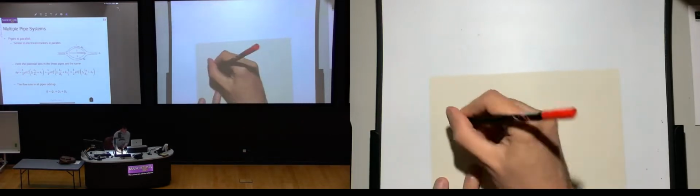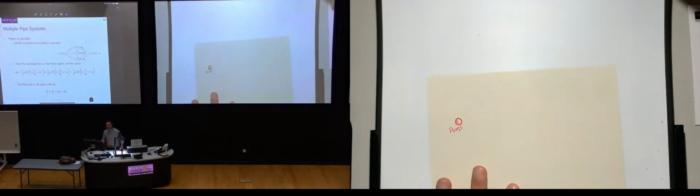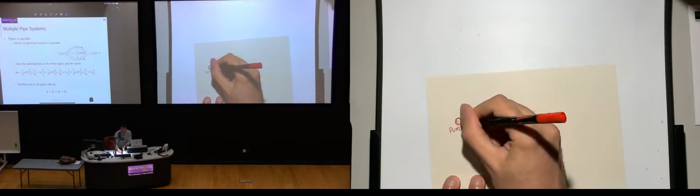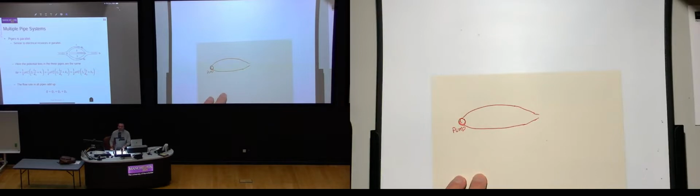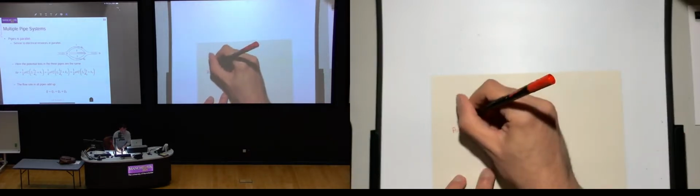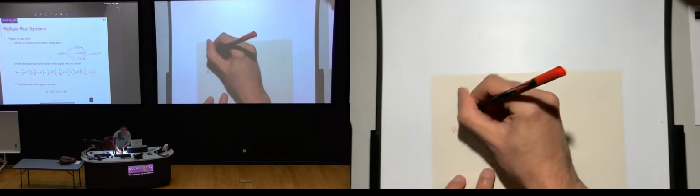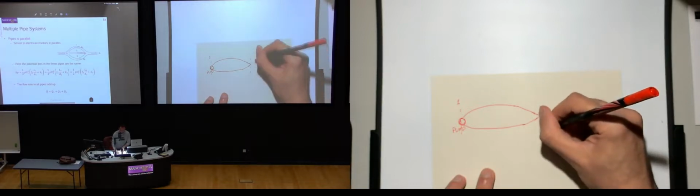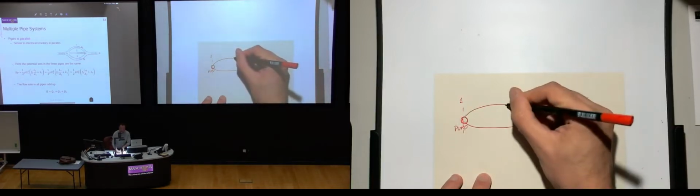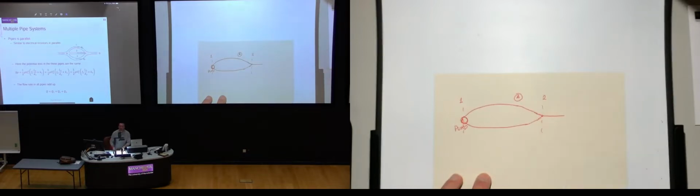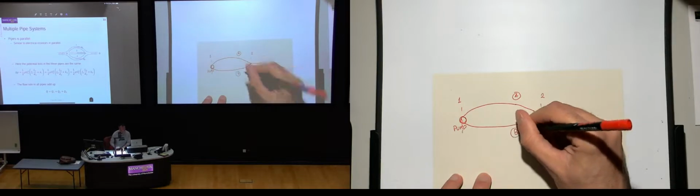At this point, I have a certain device, a pump. I will explain later the role of the pump, which has to drive flow through a system composed of two pipes in parallel. The section where there is the pump, I will call one. The section where they reconnect, I will call two. I will call this pipe, pipe A. I will call this pipe, pipe B.